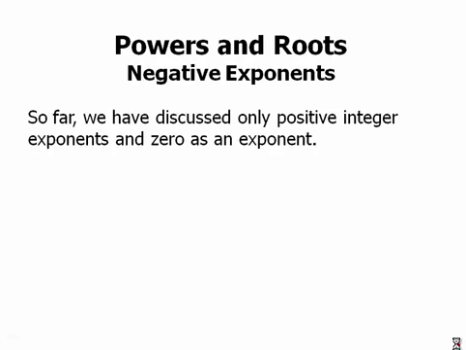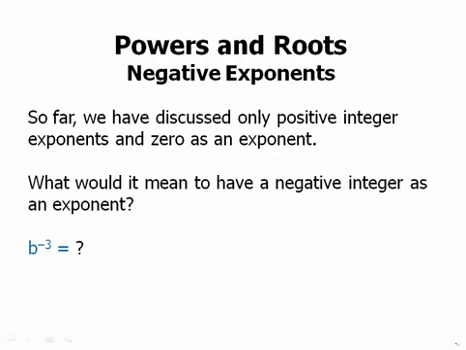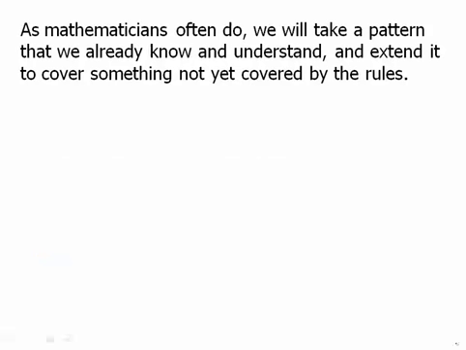And we have to ask ourselves exactly what would this mean? What would it mean to have a negative integer as an exponent? We had b to the negative 3. What on earth would that mean? Well, as mathematicians often do, we will take a pattern that we already know and understand and extend it to cover something not yet covered by the rules.